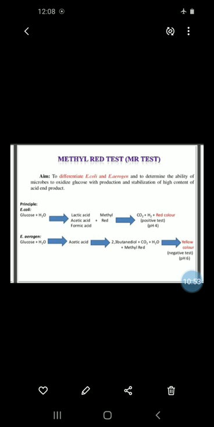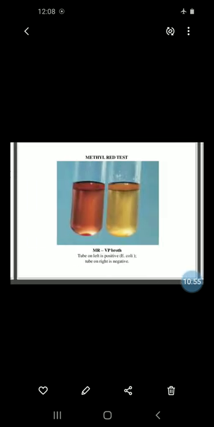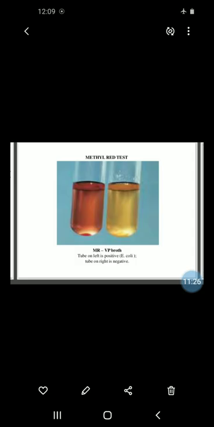There is use of MRVP broth, as I discussed in the earlier lecture. In the left test tube there is formation of red color, so this test is positive. The right side test tube shows yellow color, which means there is no color change, no formation of red color, so this test is negative.